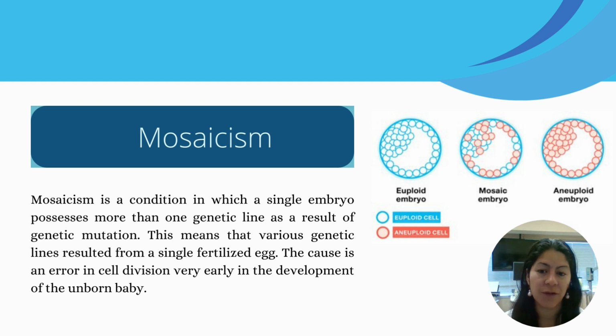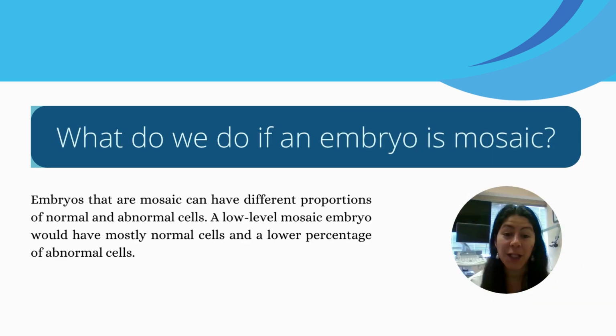Mosaicism is a condition in which a single embryo possesses more than one genetic line as a result of genetic mutation. This means that there are various genetic lines. What do we do if an embryo is mosaic? Embryos that are mosaic can have different proportions of normal and abnormal cells. And in order to transfer a mosaic embryo, we'll have to make sure that this will be a low-level mosaic embryo.